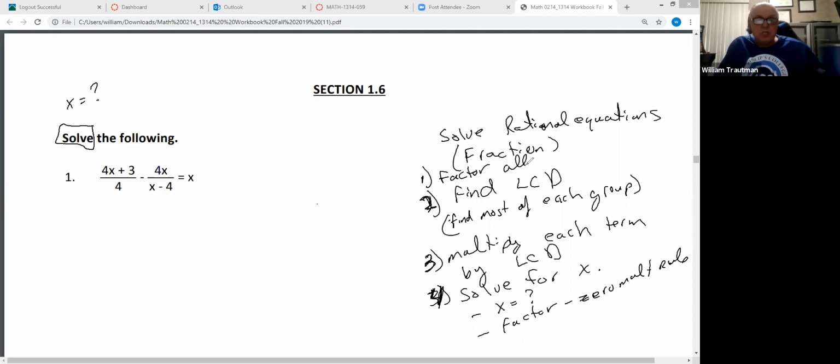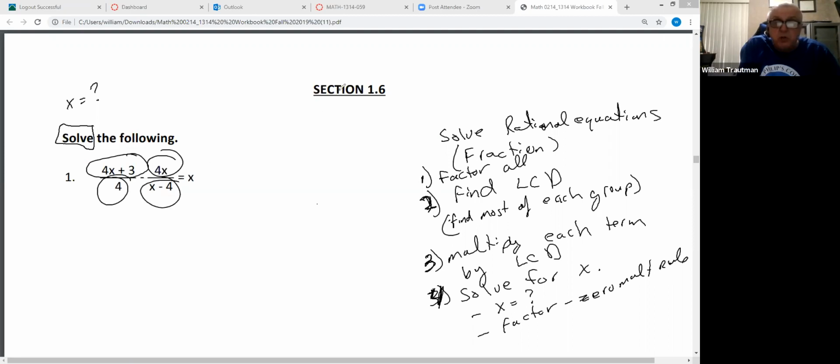Okay, so let's take a look at this first problem. Can I factor the top? No. Can I factor the bottom? No. Factor the top? No. Factor the bottom? No. So step 1, factor everything you can. There's nothing I can factor. By the way, an x by itself just means x over 1, right? 5 by itself is 5 over 1. So this is what we have.